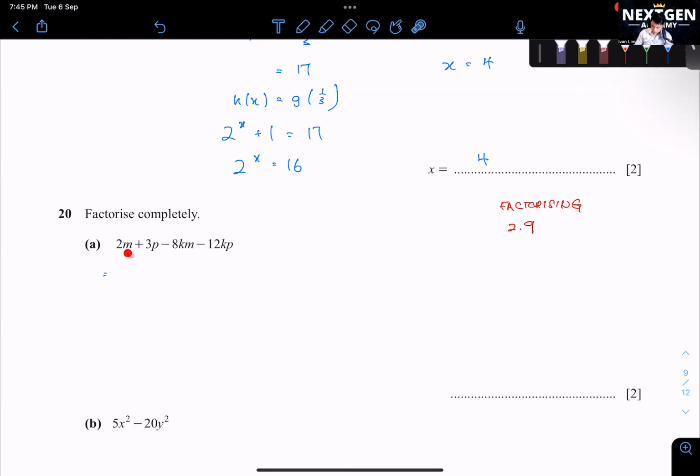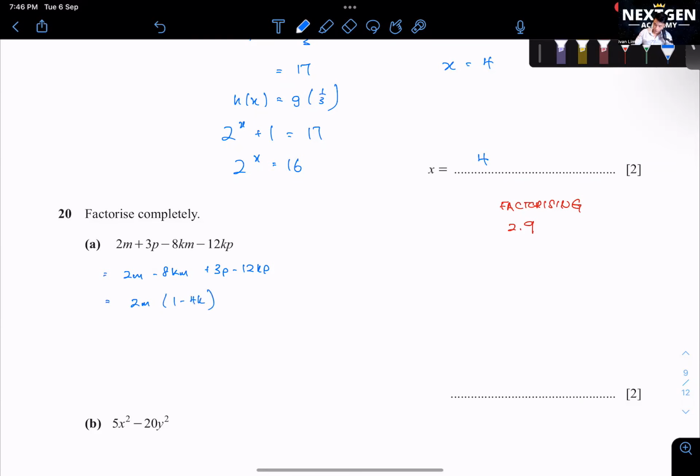Okay, got any common factors or not? This one don't have, right? So you rearrange the equation first. Okay, arrange it like that. 2m minus 8km plus 3p minus 12kp. Okay, because I want to put the ones that have common factors together first. So here will be 2m. I'll be left with 1 minus 4k.